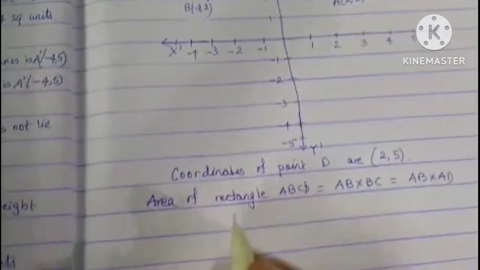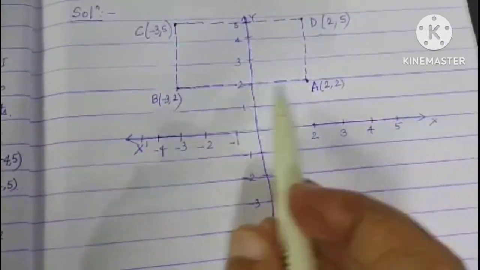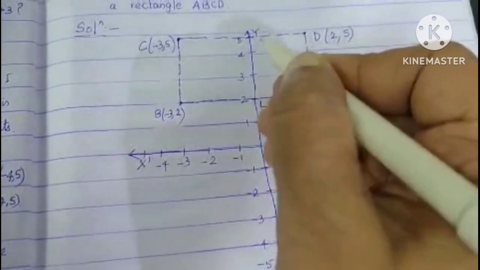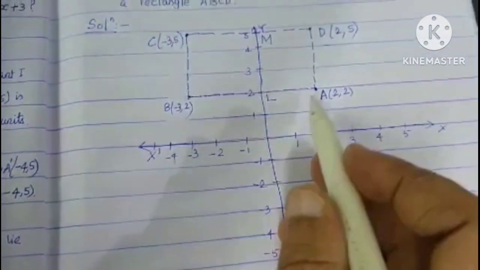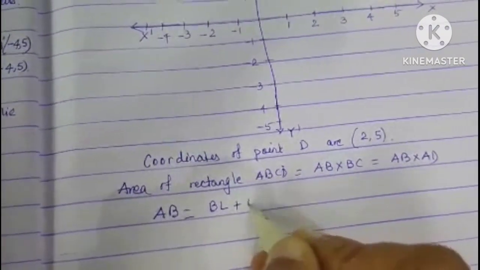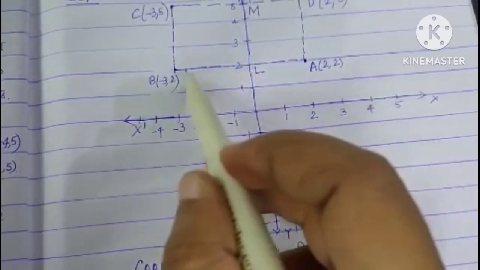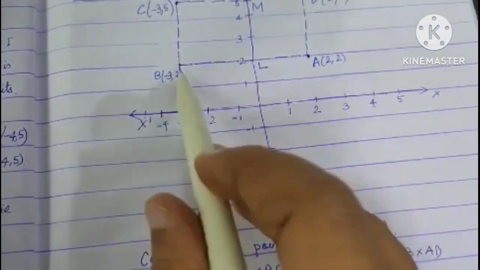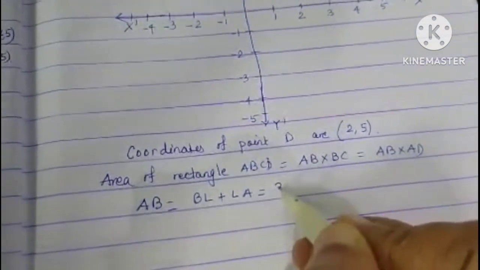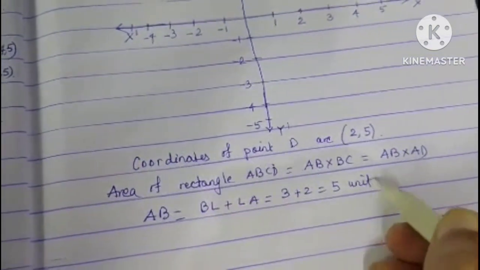So now let us find AB. Let us take this point L and this point M. AB will be equal to BL plus LA. What is BL? The point is minus 3, so this distance will be 3, taking the positive distance. And here it will be 2. So basically 3 plus 2 is equal to 5. So AB is equal to 5 units.